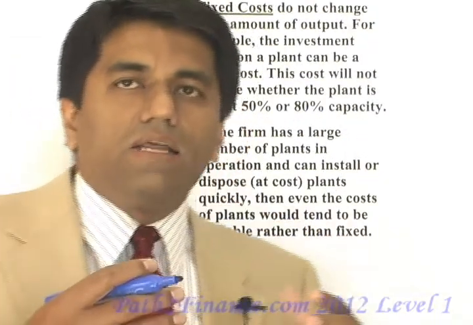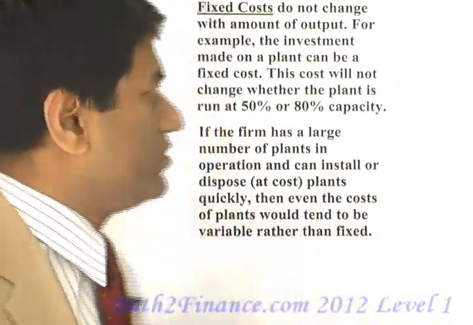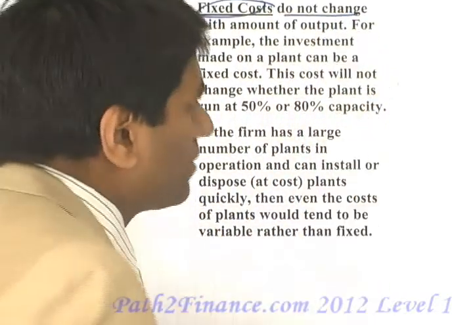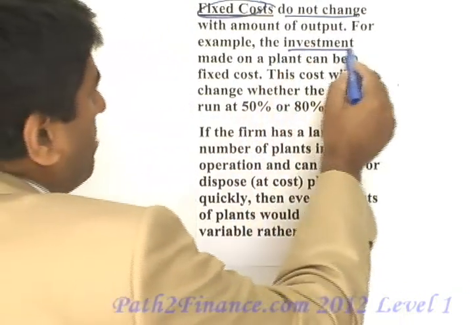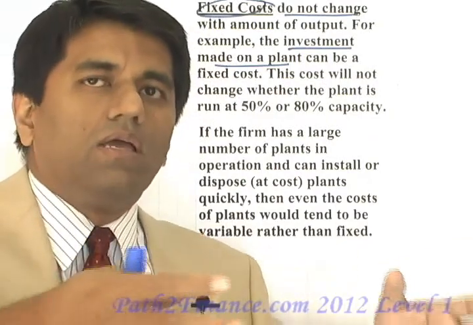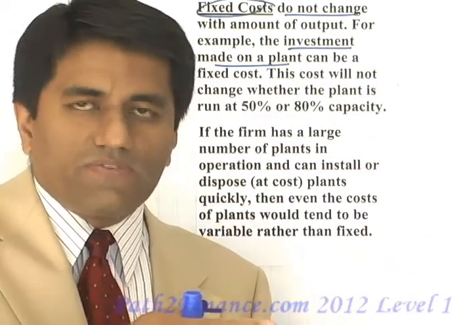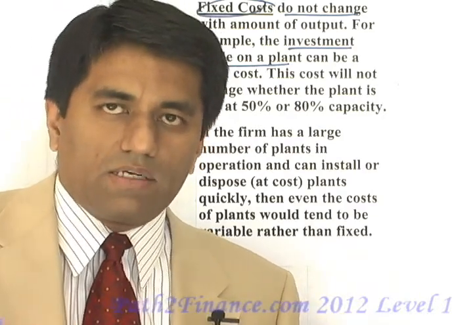On the other hand, fixed costs are costs that do not change as the amount produced changes. So they do not change. For example, for an auto manufacturer, the investment made in a plant can be a fixed cost. So the auto manufacturer sets up a plant, and then the cost of setting up the plant does not vary with the number of units produced by the plant. The plant is still there.